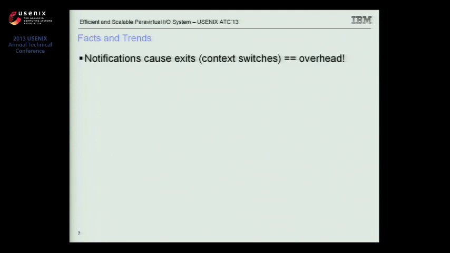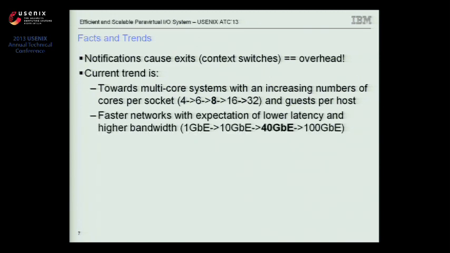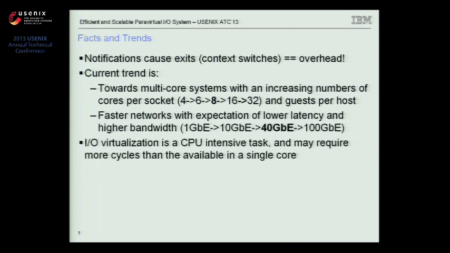Now, a few facts and trends. So far, I hope you understand that notifications cause exits, and this is pure overhead. And there is a trend for multi-core systems with an increasing number of cores per socket. That means that we will be running more and more virtual machines in our physical host. We are having better networks, more bandwidth, lower latencies. And you need to understand that I/O virtualization is actually a CPU-intensive task. Processing all the I/O from all the virtual machines will take a lot of CPU resources. And for virtualizing all the bandwidth at lower latencies, we may need more cycles than we have in a single core.